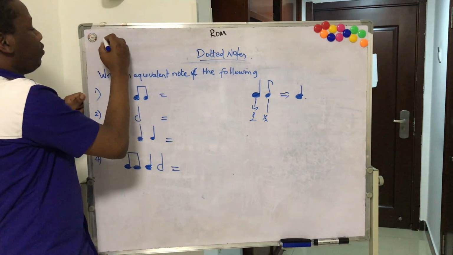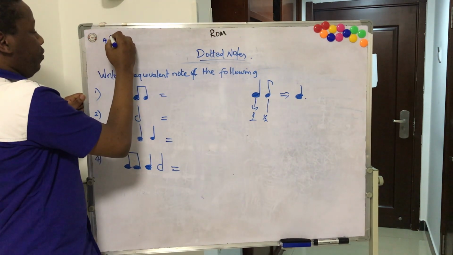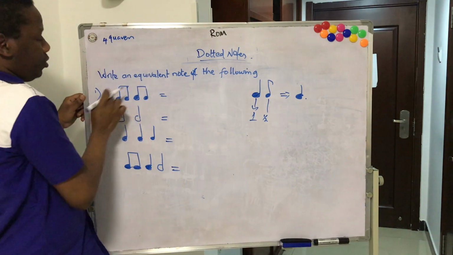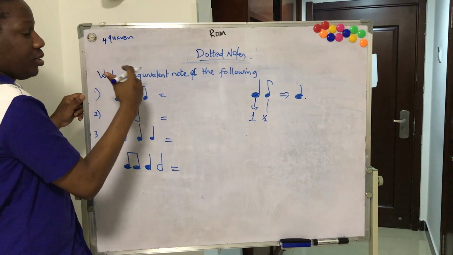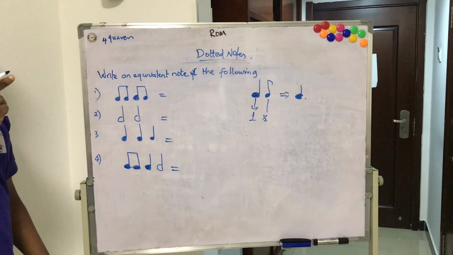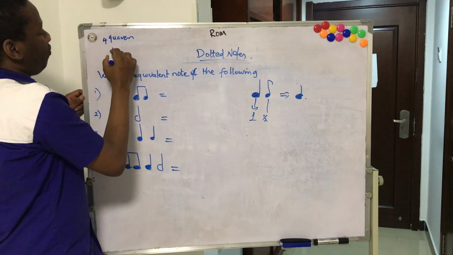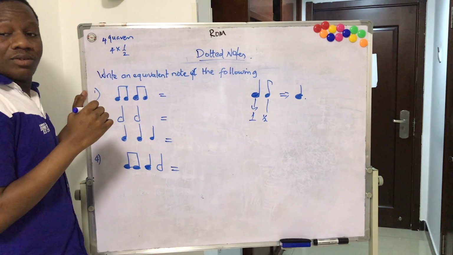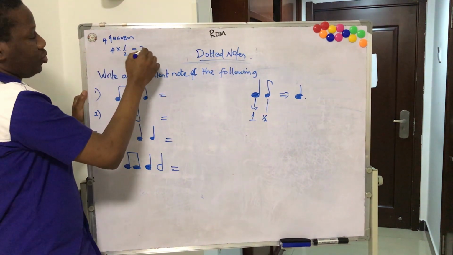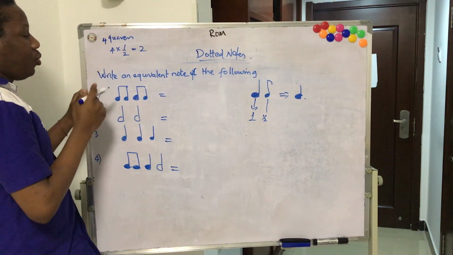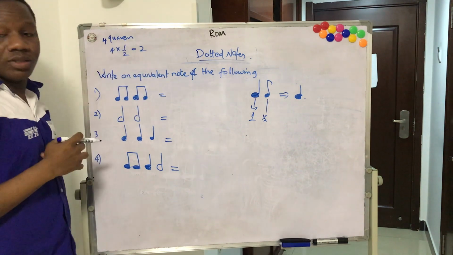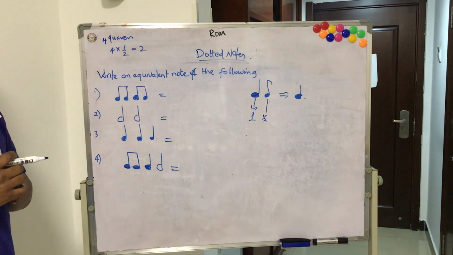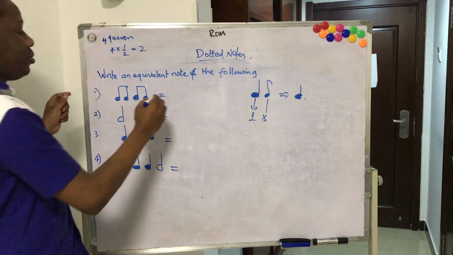So we have 4 quavers for this one. A quaver is how many beats? Half. 4 times half is 4 over 2, which is 2. What single note is 2 beats? Minim. That's the answer.